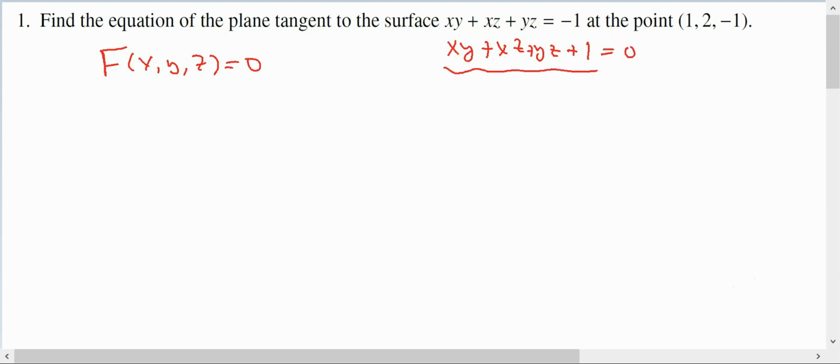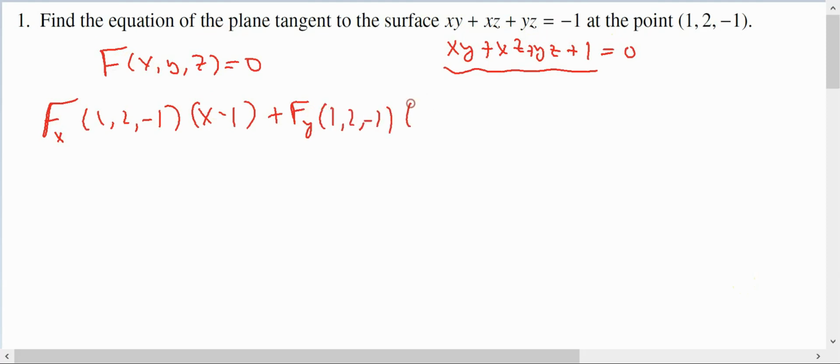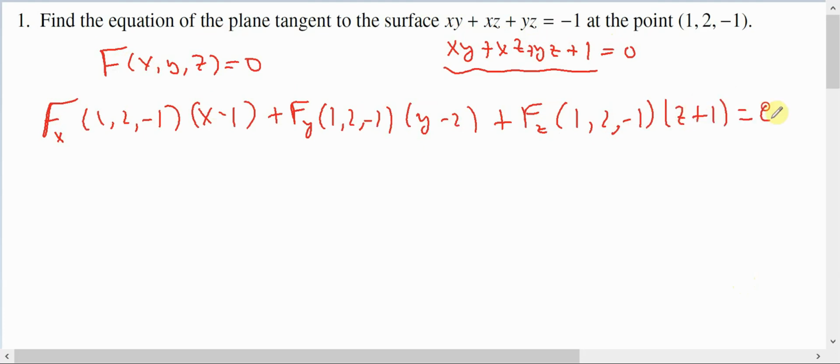Once I get it in that form, then the equation of the tangent plane turns out to be my partial with respect to x at my point 1, 2, minus 1 times x minus the x coordinate, plus the partial with respect to y at 1, 2, minus 1 times y minus the y coordinate, plus the partial with respect to z at 1, 2, minus 1 times z minus the z coordinate equals 0. So I just need these partials. Well, each of these isn't too bad.